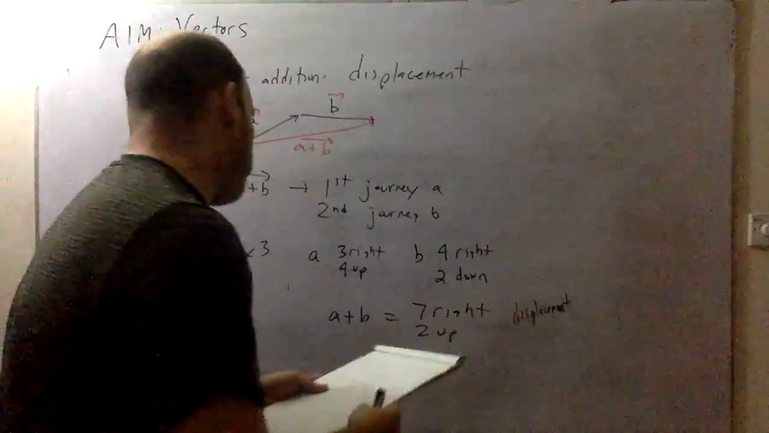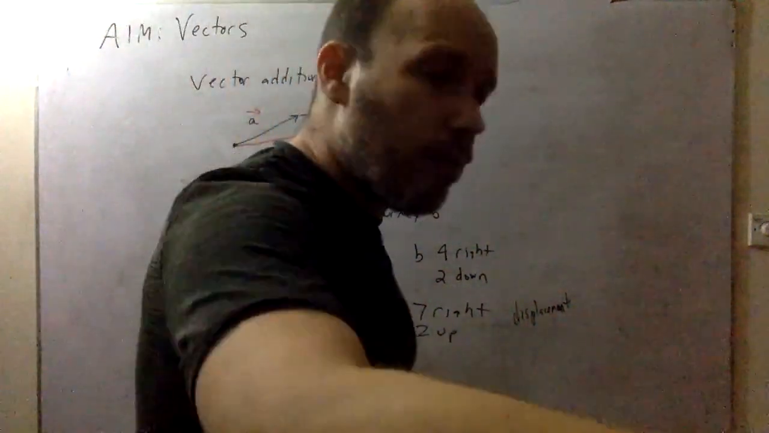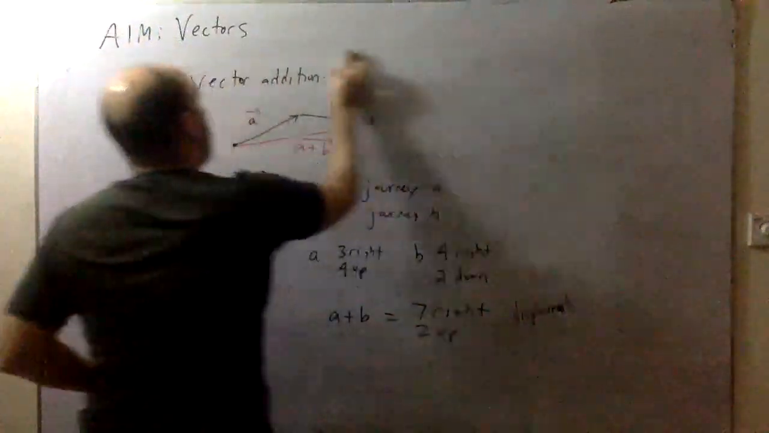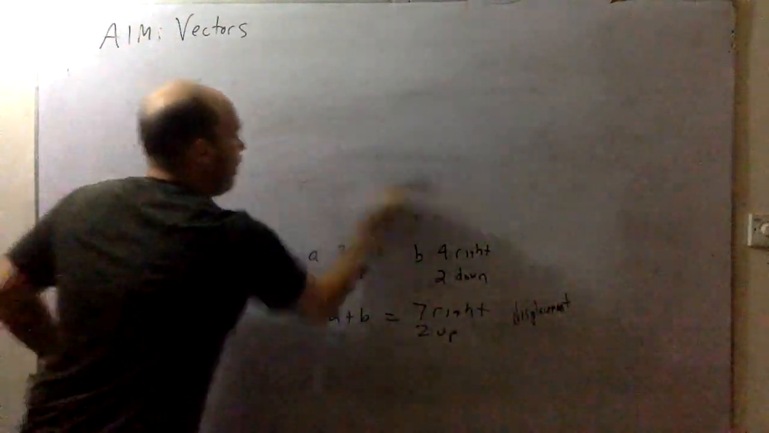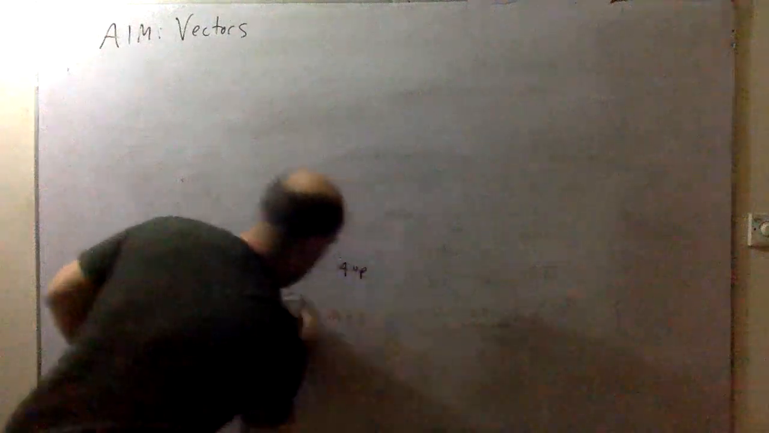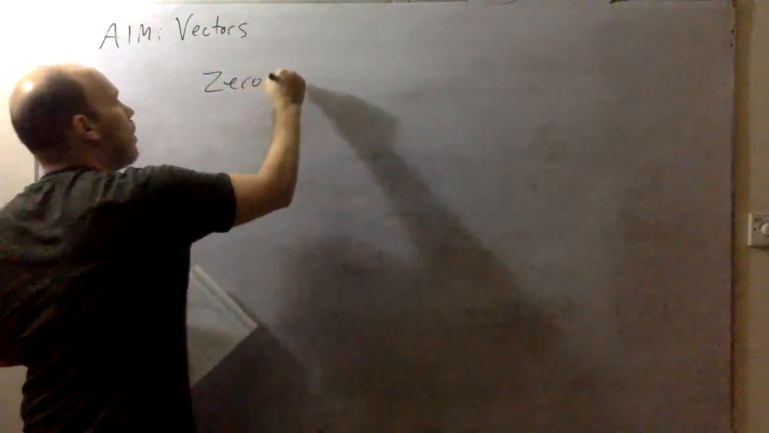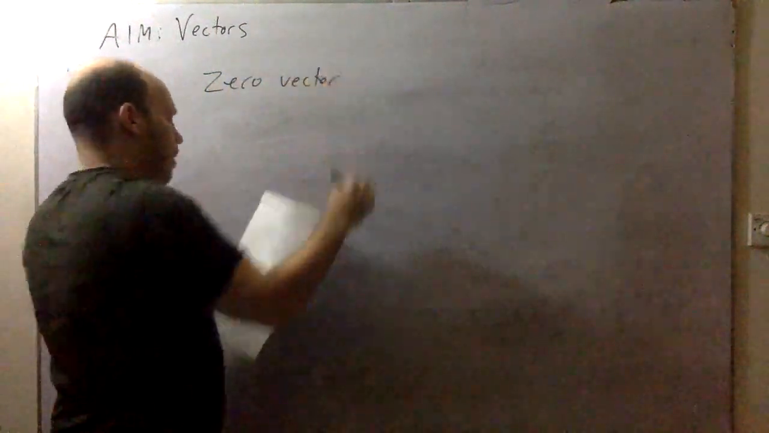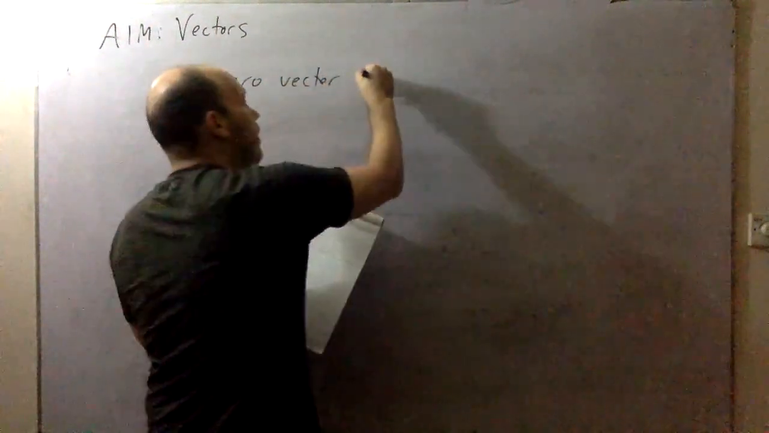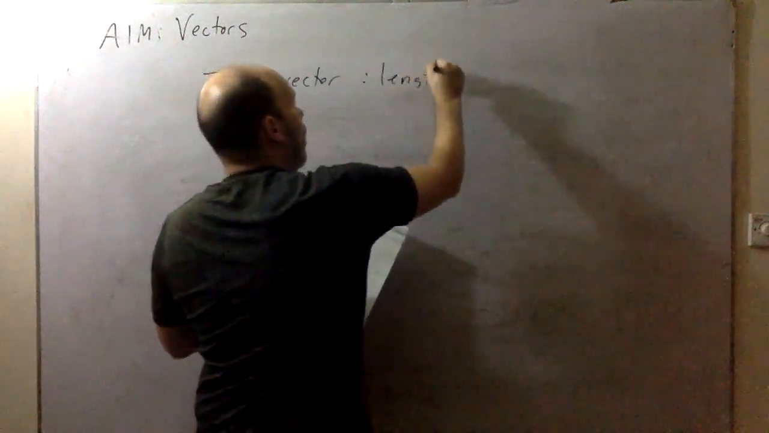Nice. Zero vector. Okay, and we will continue with this. What is a zero vector? A zero vector has a length of 0.